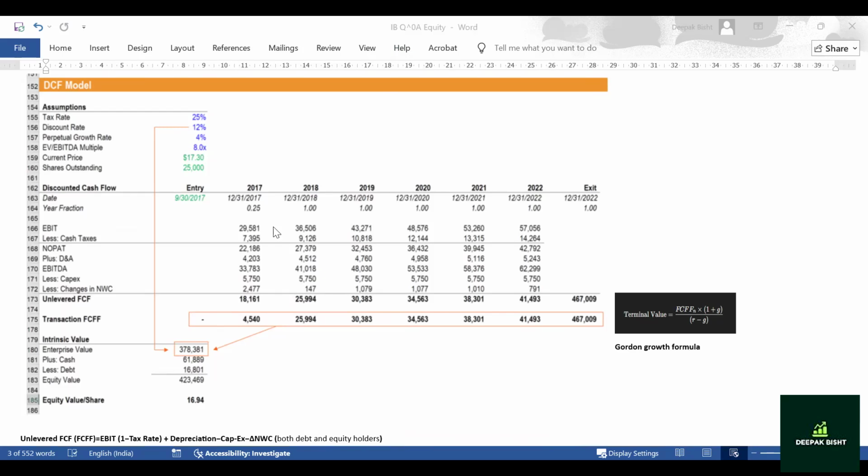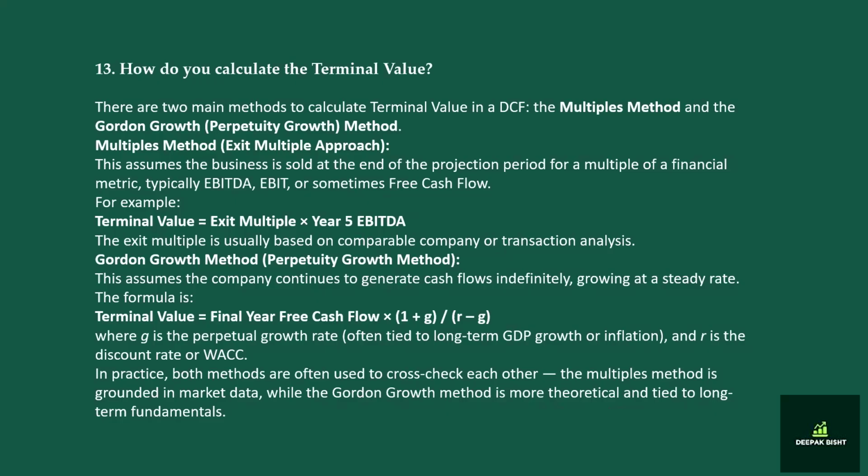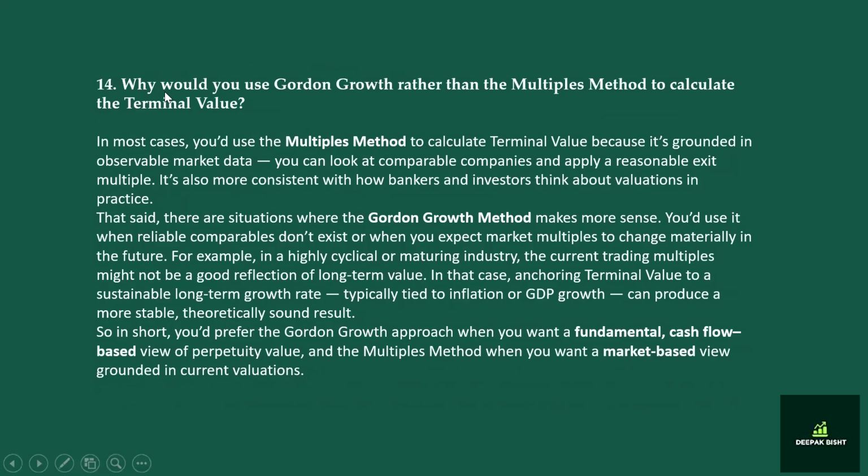Okay, so let's move to question number 14 now. I hope questions number 11, 12, and 13 are clear. So question number 13 is: would you use the Gordon growth rather than the multiple method to calculate the terminal value? And we just discussed it.